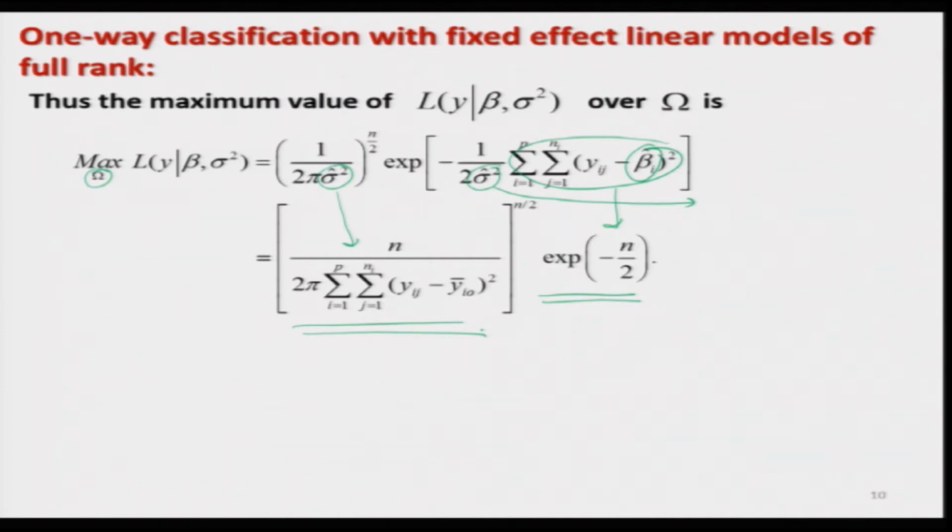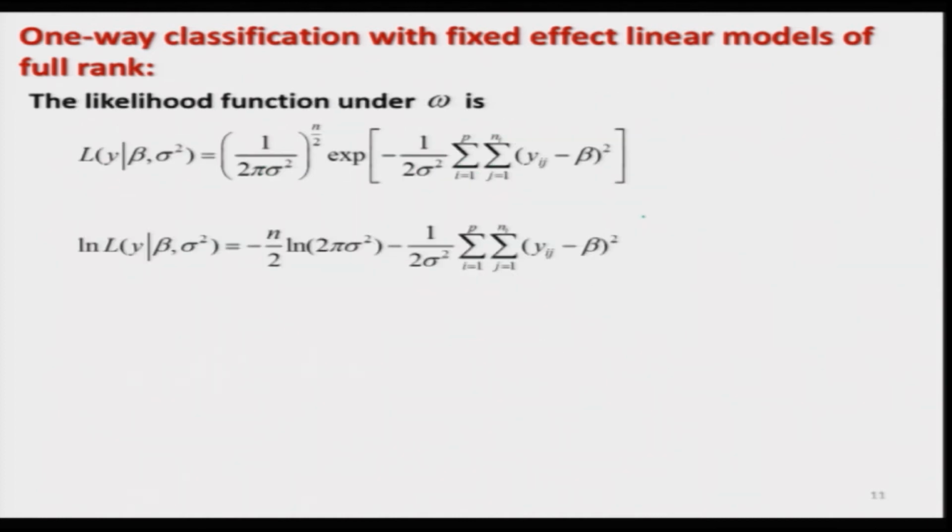So, you can see here that one of the beauty of this algebra is that there is only one factor which is involving this y_ij or y bar i naught, and the second factor is independent of this y_ij, and that is going to be common when we are trying to find out the maximum value of the likelihood function under small omega. So, that helps in the development of the likelihood ratio test statistic.